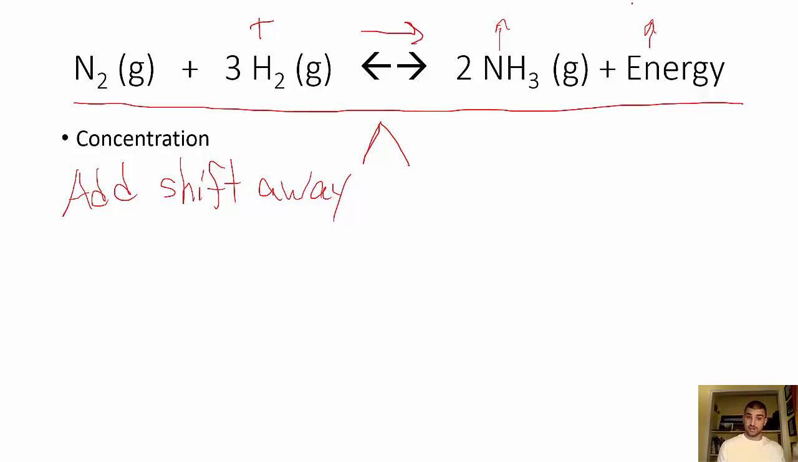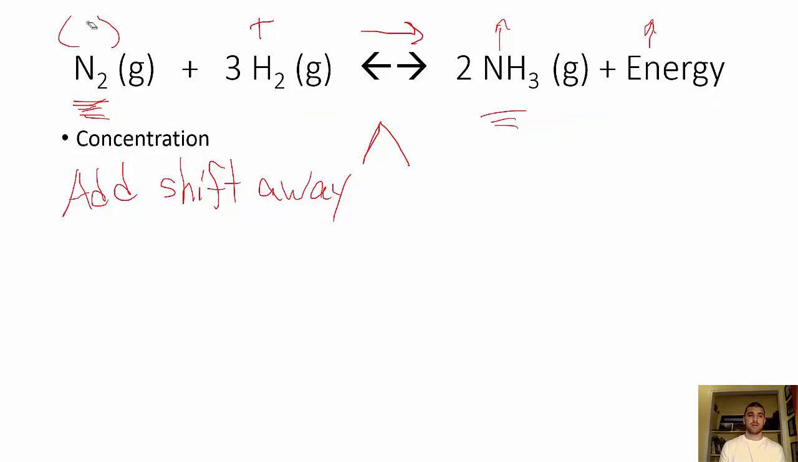Now I have a question for you that I didn't talk about on the last example. If I'm shifting to the right, what's going to happen to the amount of N2? Well, if I'm making more product, then I'm using up reactants, so we're decreasing the amount of N2. We added more H2, so we've got to get rid of that by making more NH3, and we can only do that by using N2.